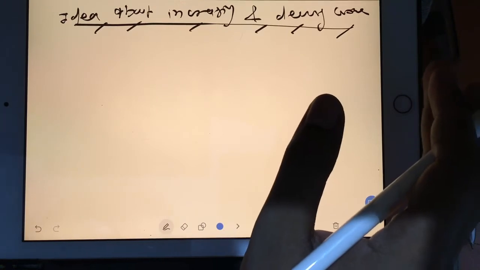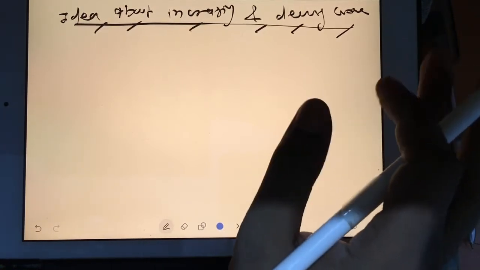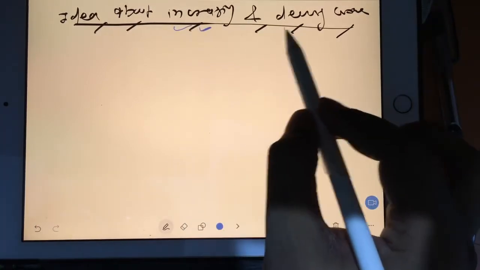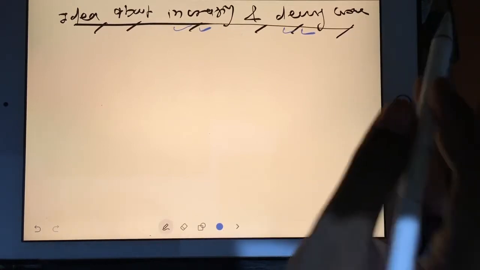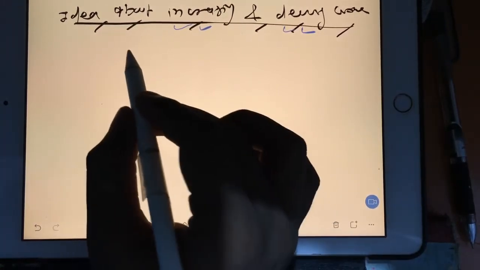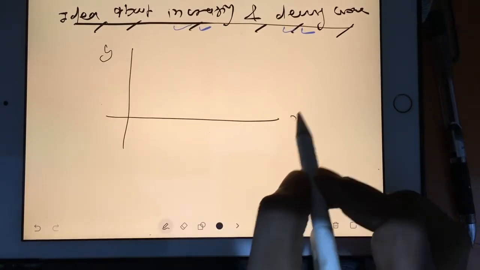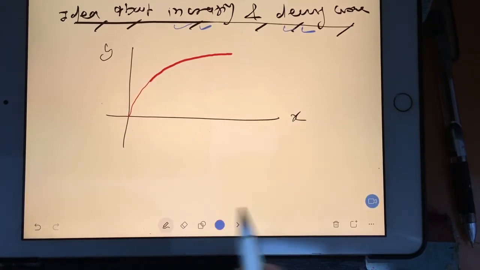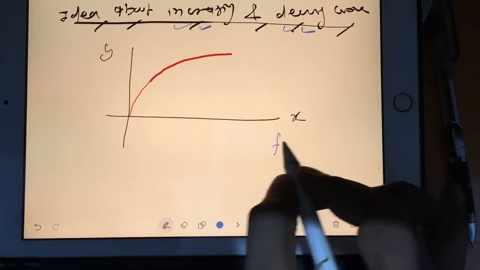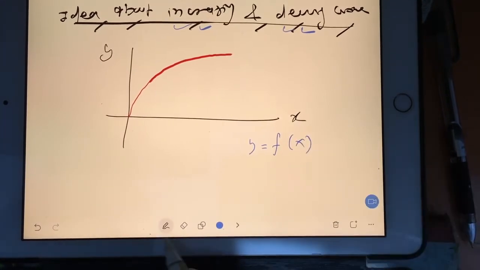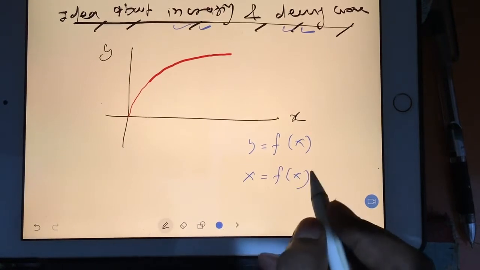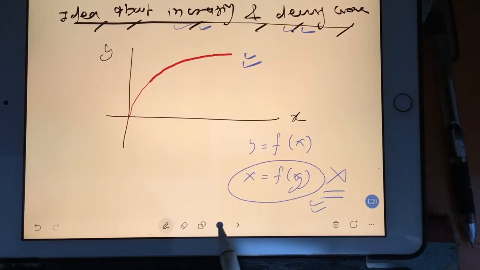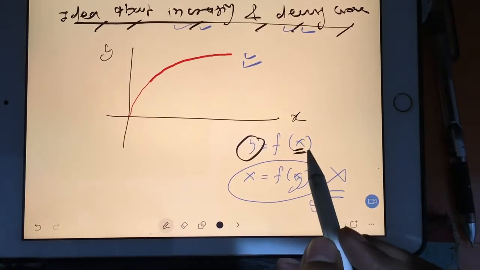In that cantilever beam, I am going to take UDL, uniformly distributed load. So before going to the topic, we should understand what is increasing and decreasing, then only we can understand that topic properly. So understand. Imagine this is your y-axis and x-axis. If you draw a curve like this, you are considering y as a function of x. Don't consider x as a function of y. If you consider that, then the sense of the curve will change. So we have to consider y depends on x.